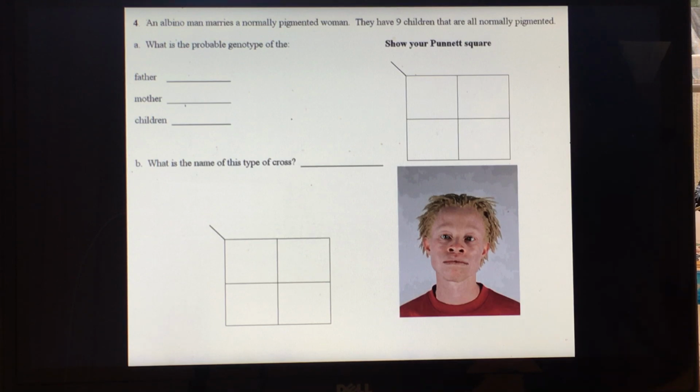Problem 4, an albino man marries a normally pigmented woman. They have 9 children that are all normally pigmented. What is the probable genotype of the father? The father is albino, so he is little a little a. The mother is likely big A big A because they have 9 children that are normally pigmented. She could be heterozygous, but it would be very unlikely. And the children would all be heterozygous.